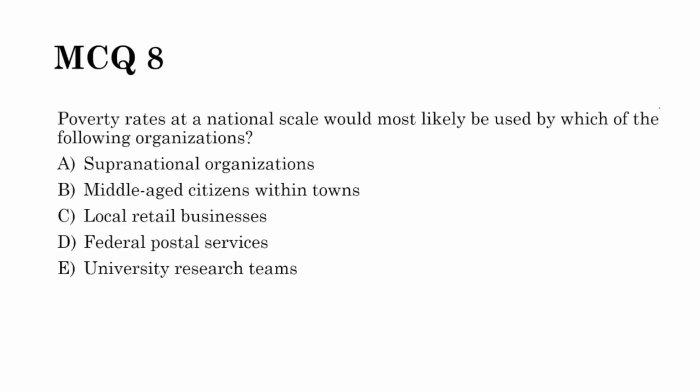D, federal postal services. We could think of the United States Postal Service. We could think of the Postal Service in Canada. Those are applied federally, they're applied nationally, they're applied to the country as a whole, and they're usually run by the government. So D's a great answer here. E, university research teams. That's not a good answer as well. Usually universities are located in one spot, so they're going to be looking at local or regional, subnational, so below national entities. So that's going to make D the correct answer here.